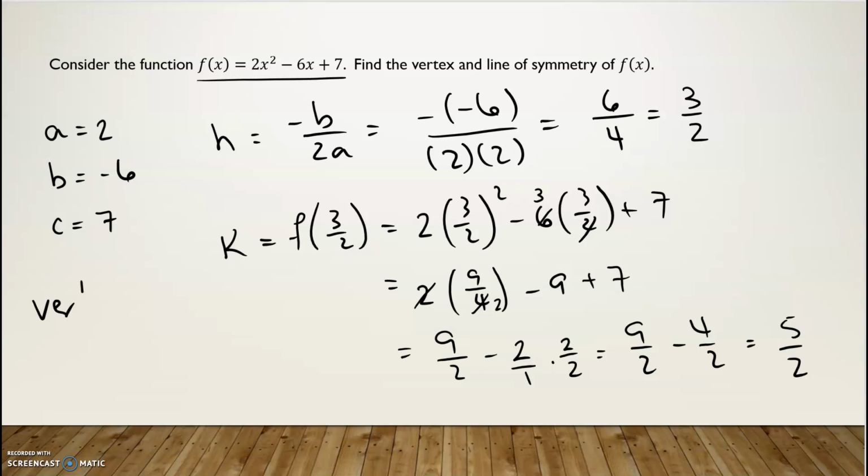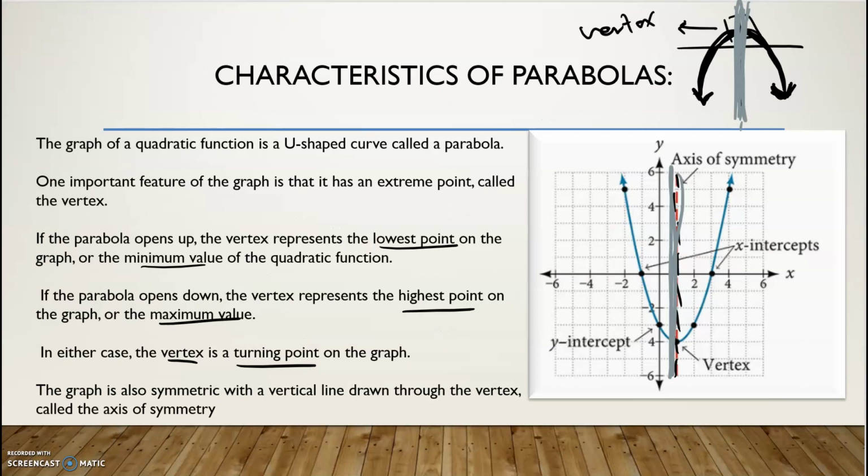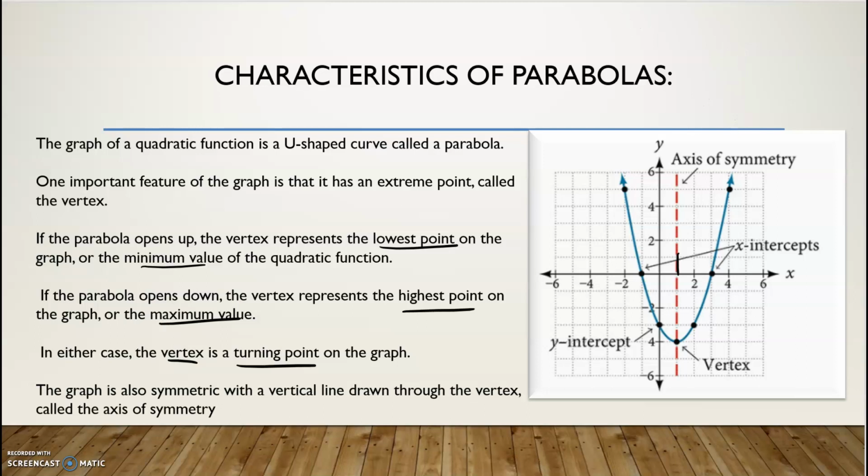Okay, so our vertex is h, k, so that means it is 3 over 2, comma, 5 over 2. So that's one of our answers. And then we need to find the line or the axis of symmetry. It means the same thing. Now when we were over here, we said that the axis of symmetry goes right through the vertex. Okay, so it goes right through the vertex here. We know that the vertex is h, k.